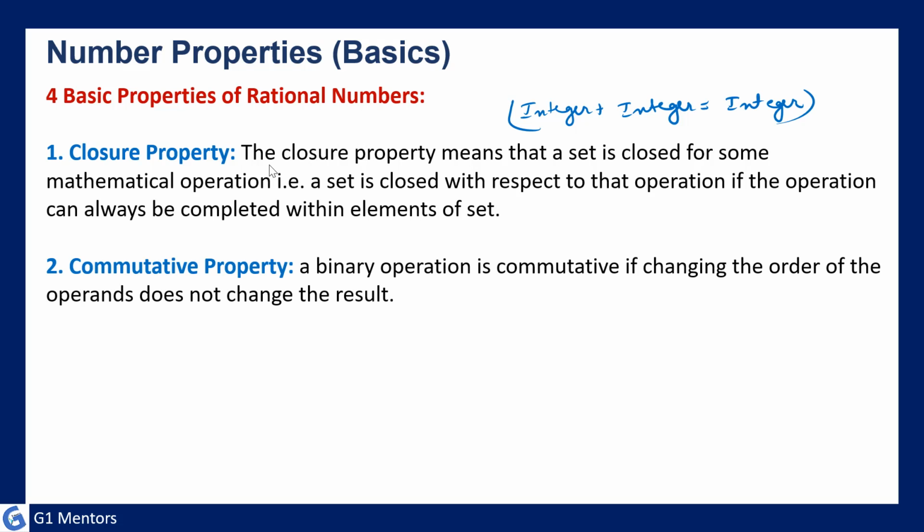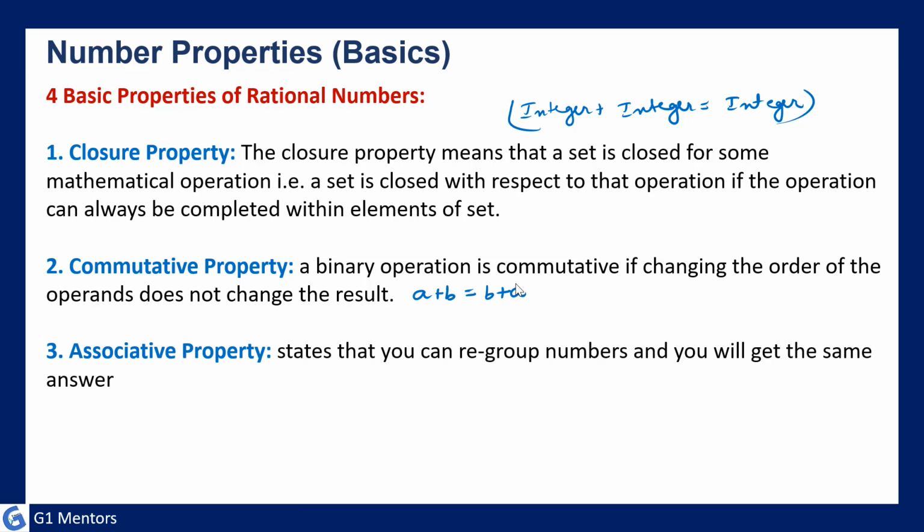The next property is called the commutative property. A binary operation is commutative if changing the order of operands does not change the result. That is, a plus b is equal to b plus a. This is called the commutative property. Then there is the associative property. It states that you can regroup numbers and you will get the same answer. That is, a plus (b plus c) is equal to (a plus b) plus c.